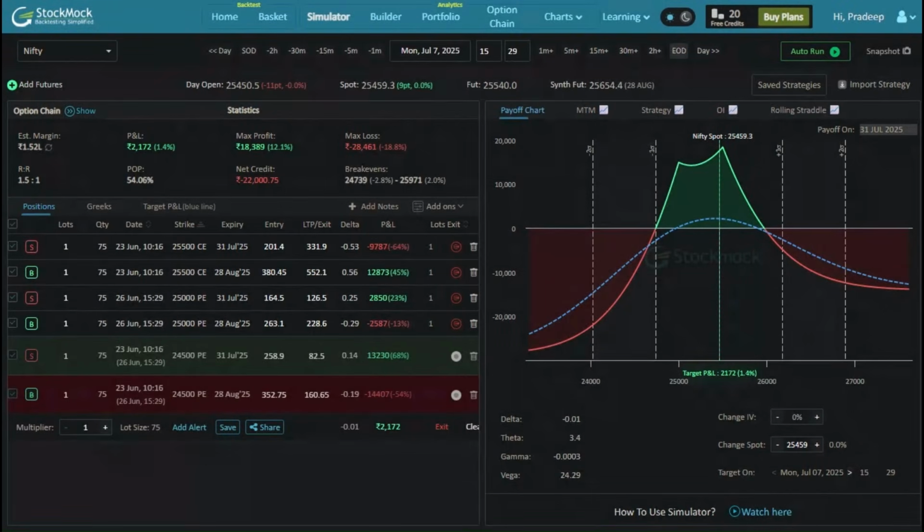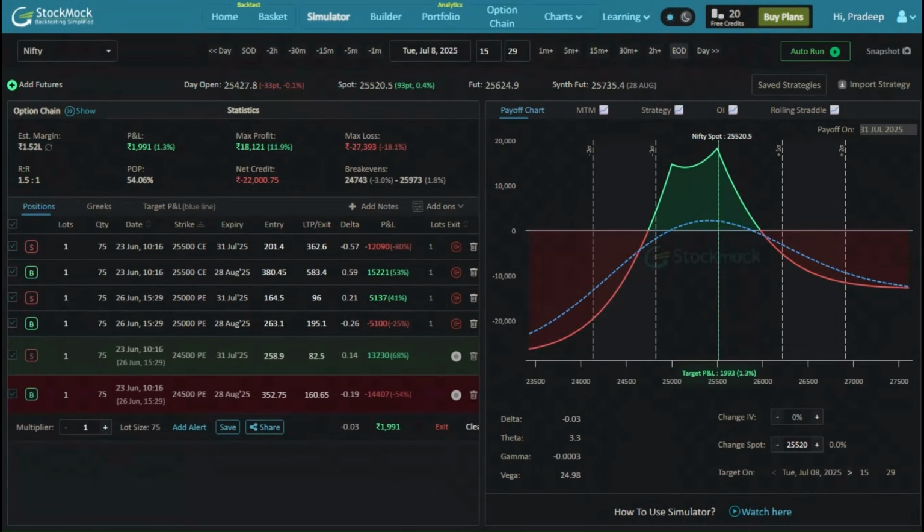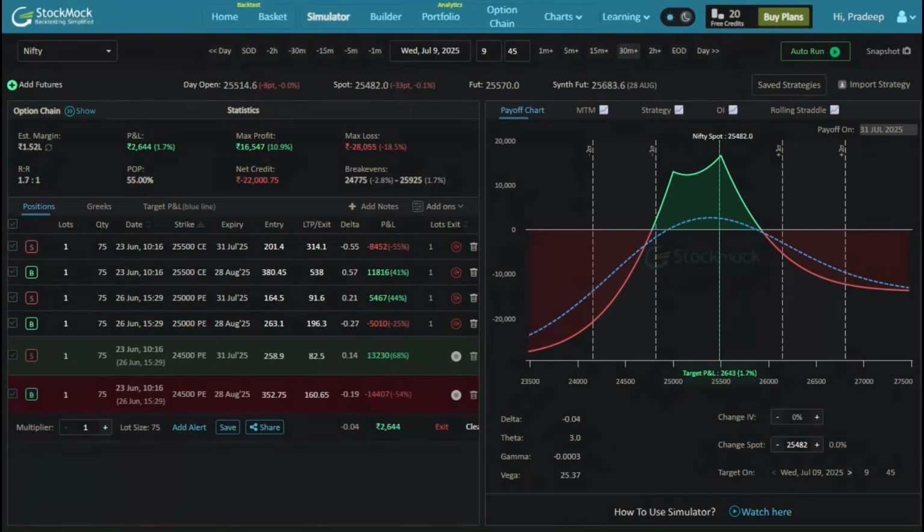Is it working? Yes, it's working. Figures are changing, but I think the market is very stable. Very stable. I'm again making 1.3%. Is it breaking the calendar spread on the call side by 200 points? I don't think so. Next day, let us see. Okay, now I'm making 1.7% and I will not stop here.